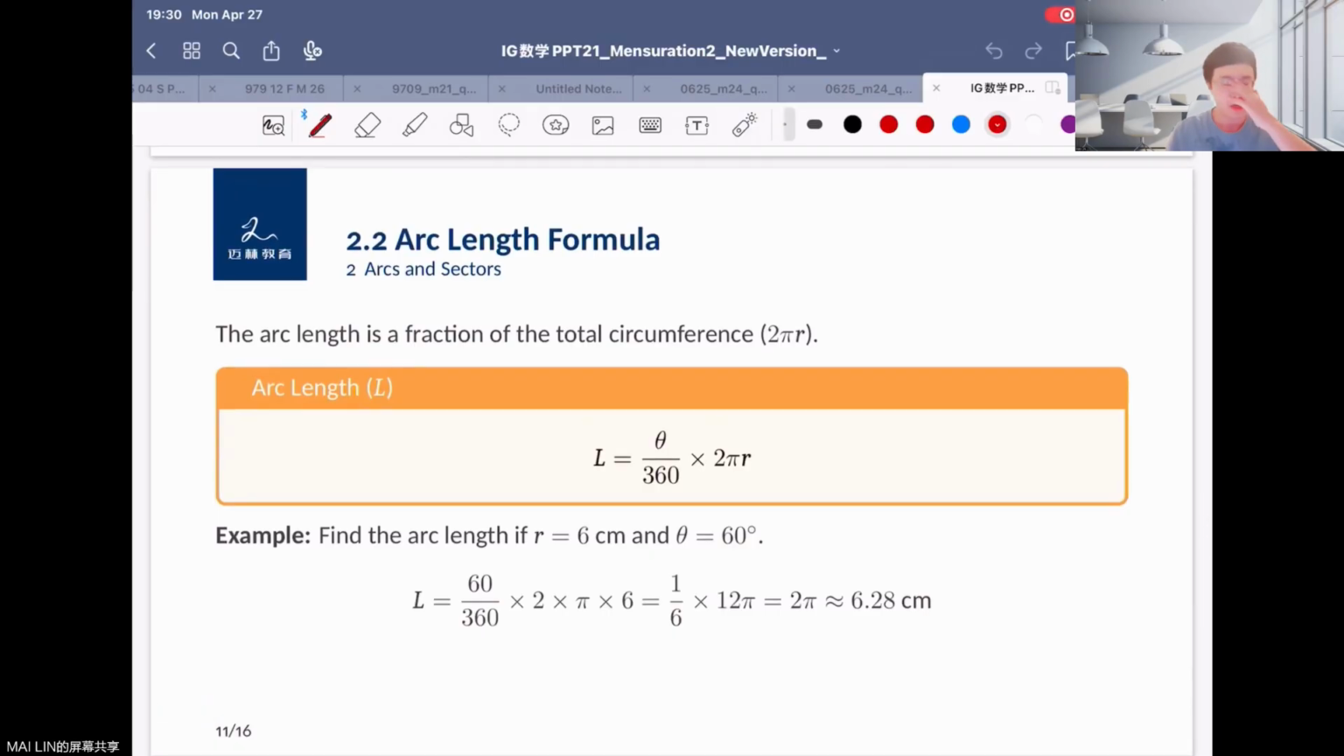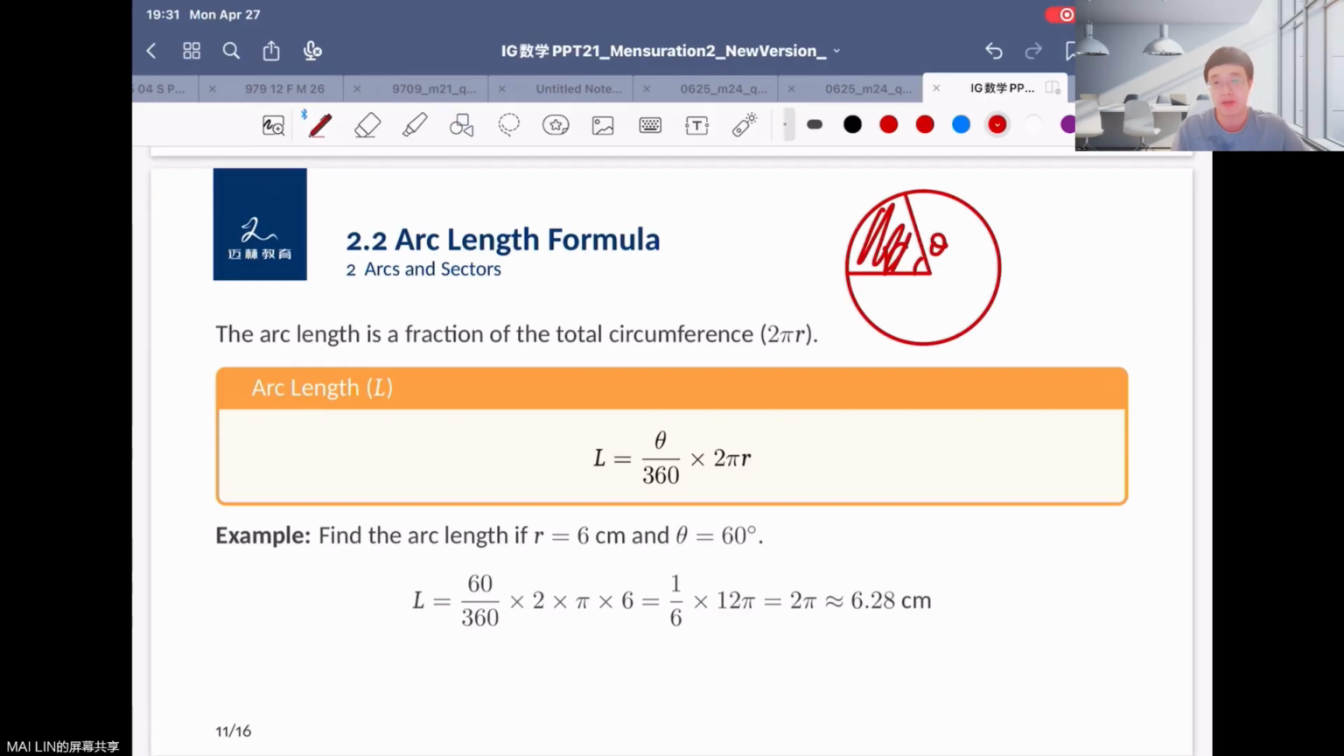Another is called the arc length formula. We knew that for the total perimeter of a circle, we can set here a circle and this is a radius, right? And we said last lesson that the perimeter equals 2 times pi times the radius. So here, if we only choose a sector, or some part of the circle, that is a sector and the angle here is theta.